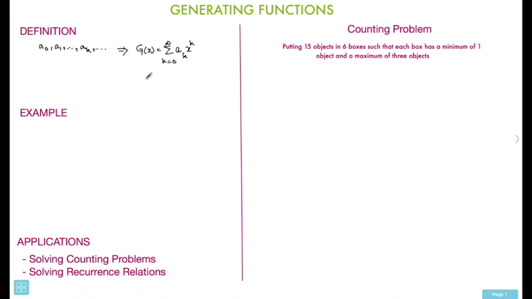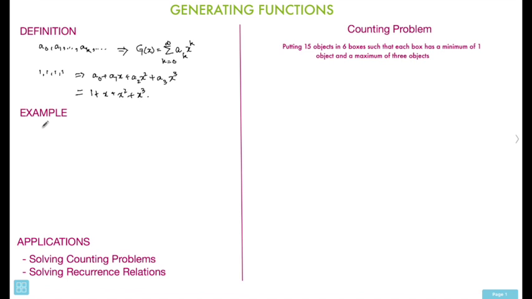x to the k. Okay, so for example, if we have a sequence like 1, 1, 1, 1, then our generating function is just a0 plus a1 x plus a2 x squared plus a3 x cubed, and since all of them are 1, this is equal to 1 plus x plus x squared plus x cubed. Okay, so let's see some examples here.